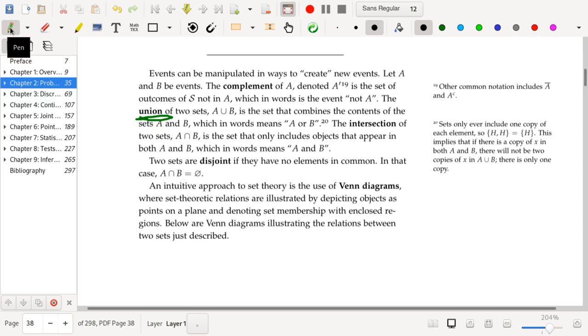The intersection of two sets, A and B, or A intersect B. So it's the set that contains only objects that appear in both A and B. So in words, we use A and B. I'm going to go ahead and get started drawing some diagrams.